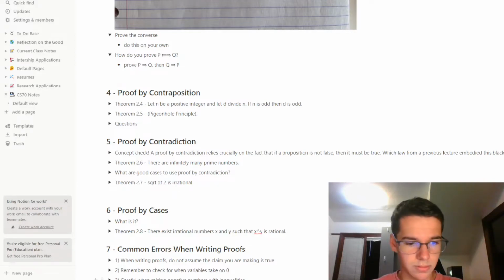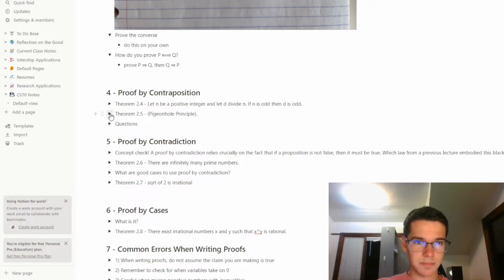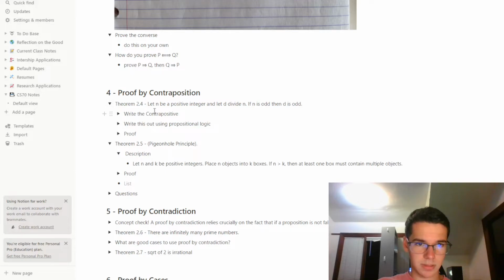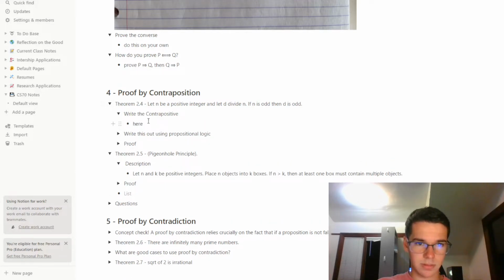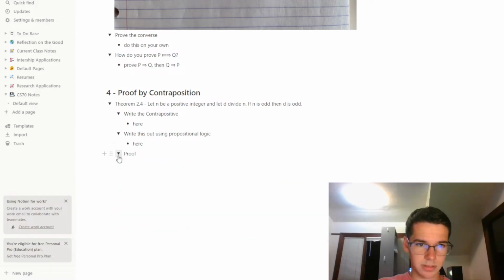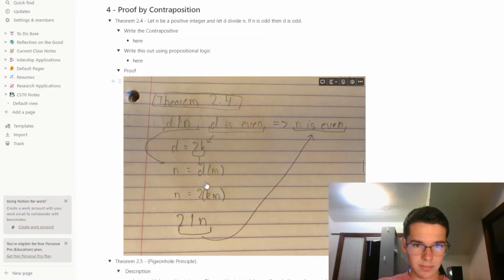Yep, so I'm going to make a new file again. Let's save. Okay, let's prove the next theorem. This one is called the pigeonhole principle. Just so we can see the contrapositive, we wrote that out. We wrote the propositional logic, and this is the proof that we gave.